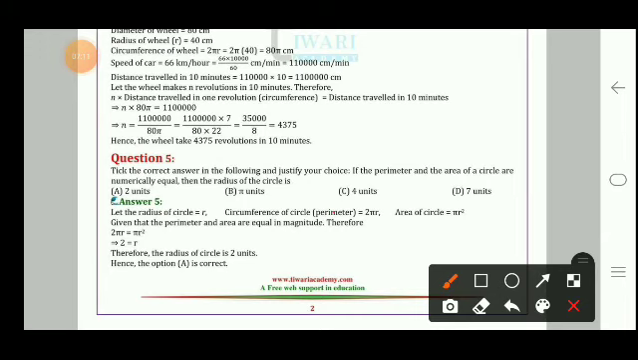So let the radius be r, circumference is 2 pi r, area is pi r square. Now given the perimeter and the area are equal, so keeping both equal, 2 pi r is equals to pi r square, so r is equals to 2. So hence the radius of the circle is 2 units. So option A is the correct answer.